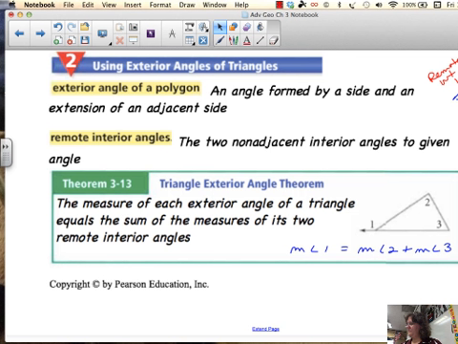And this one we can prove using supplementary angles and the triangle interior angle theorem. And we'll do that one in class.